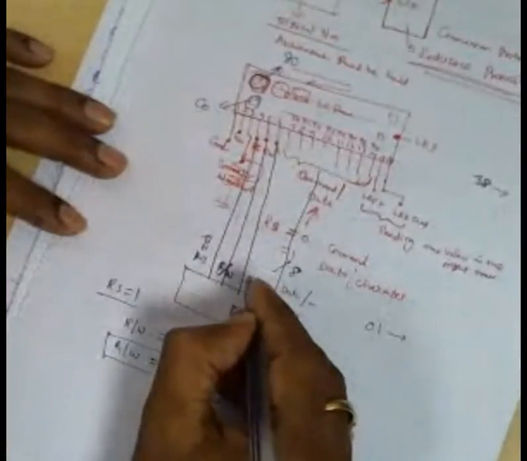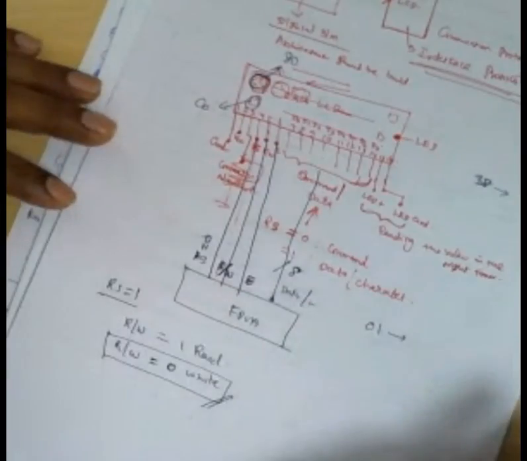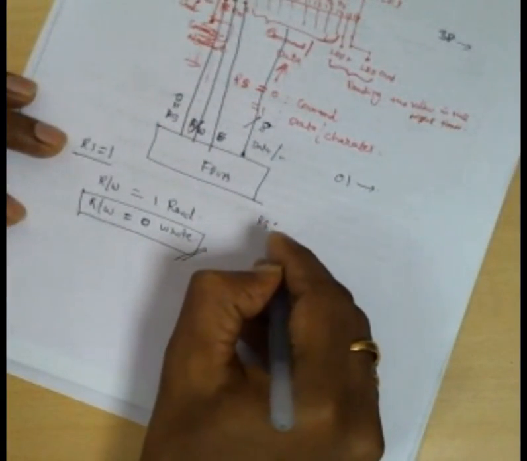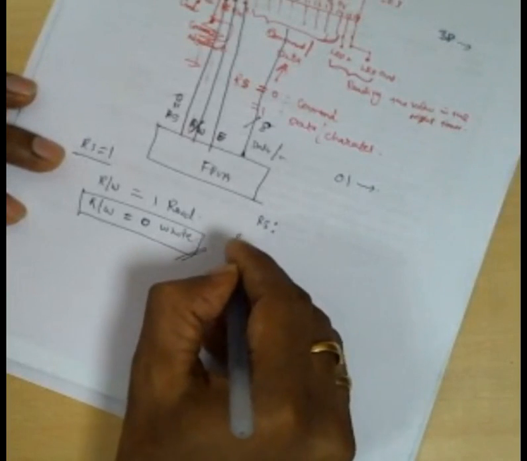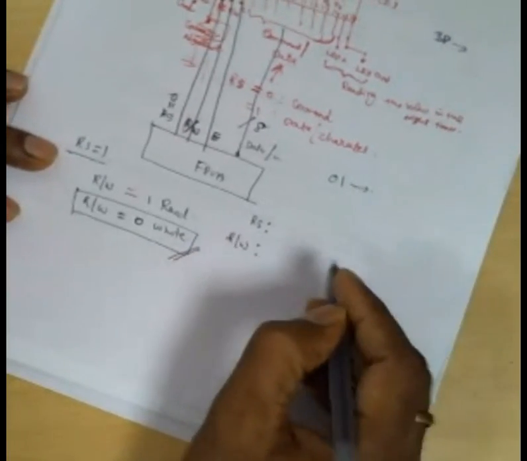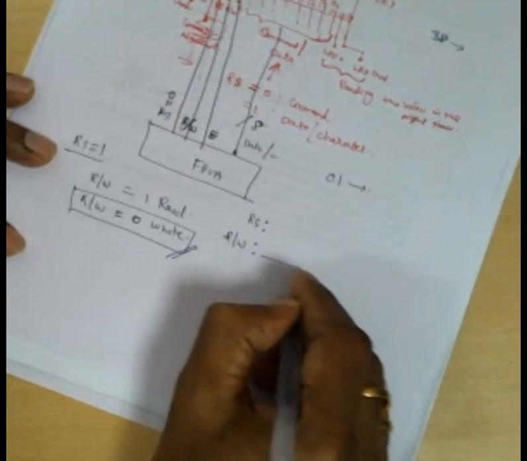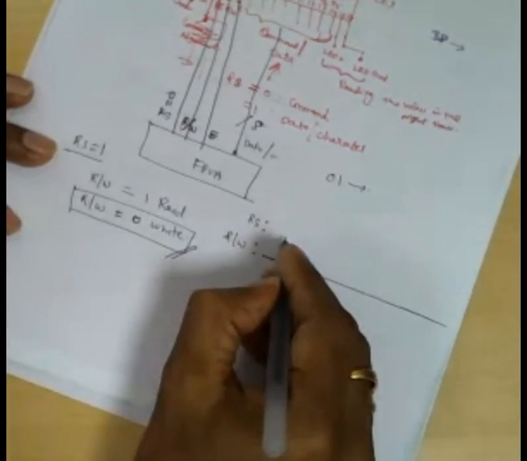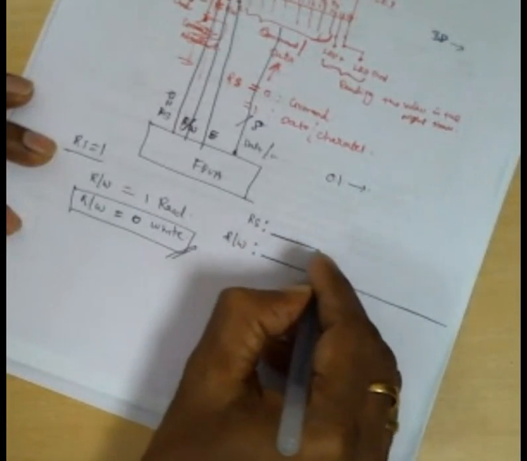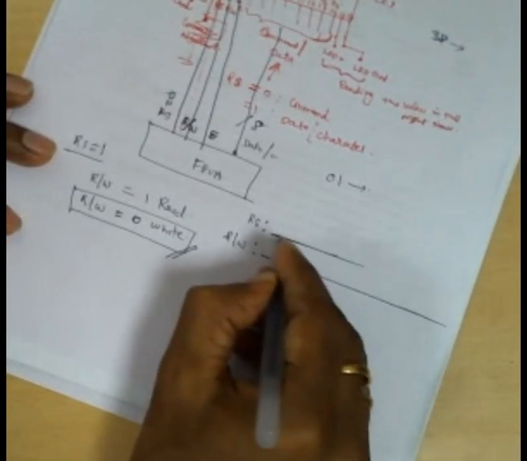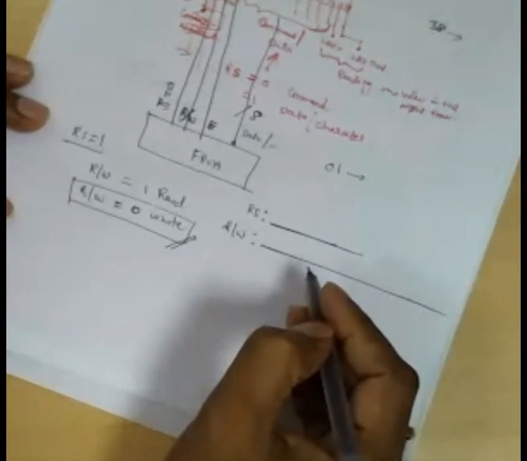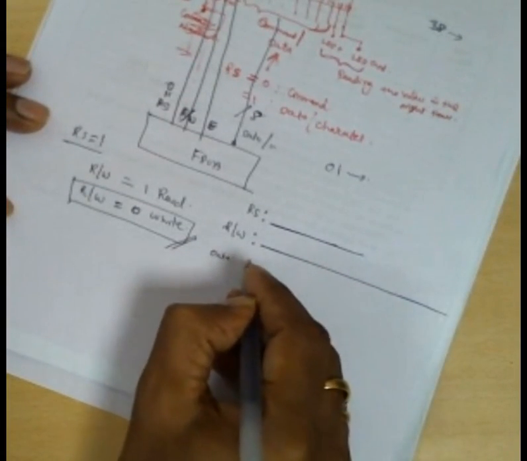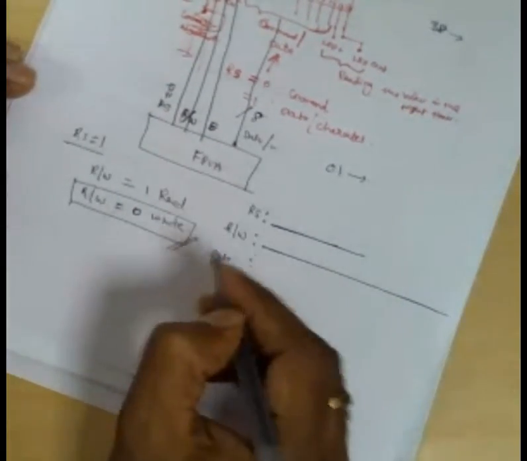Then next is enable. The enable is very much important now. So I am drawing the timing diagram now: RS, R bar W. The R bar W will always be 0. Initially this should be 0. And the data pins: there are 8 pins now.